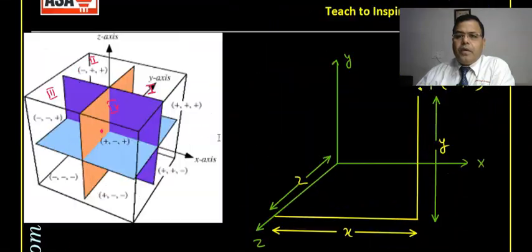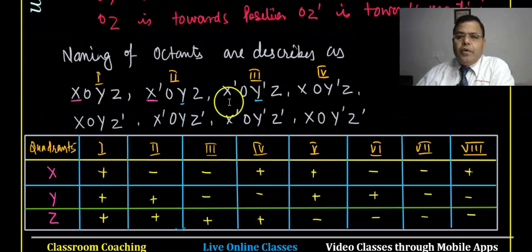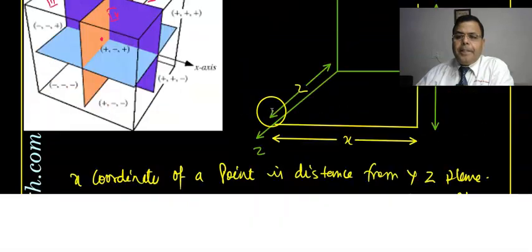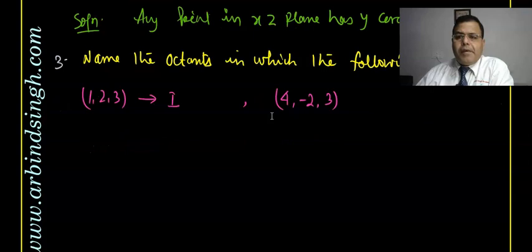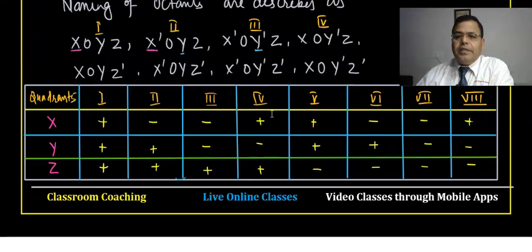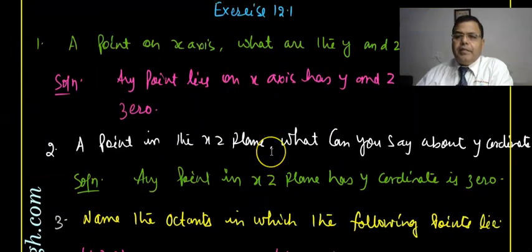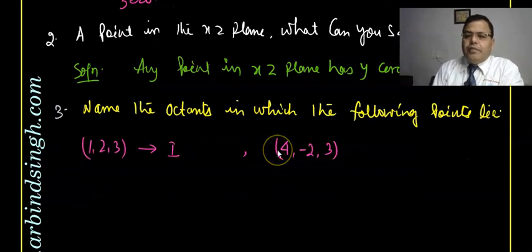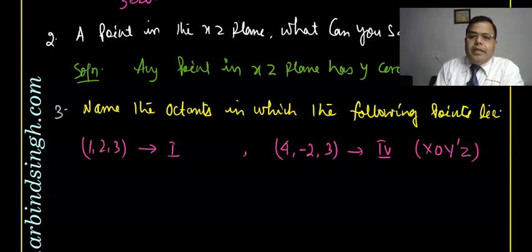Try to understand. X is positive, y is negative and z is positive. So in x o y', x positive, y negative, z positive. So this is the fourth octant, isn't it? So this must be the fourth, and you can memorize this. I hope you got it. This one is nothing else but x o y' z.